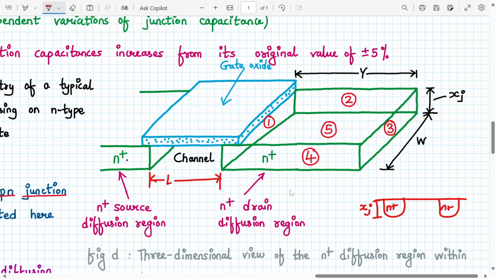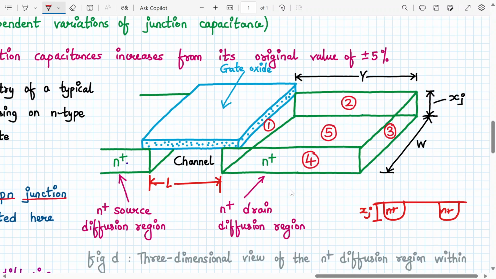These are the sides of this two-dimensional rectangular box, if you can imagine. Okay, let's start. No need to draw this, just listen carefully. This is my n plus diffusion region. The drain diffusion, or both the n plus diffusion regions, form a number of planar p-n junctions with the surrounding p silicon substrate. So how many p-n junctions do they form?